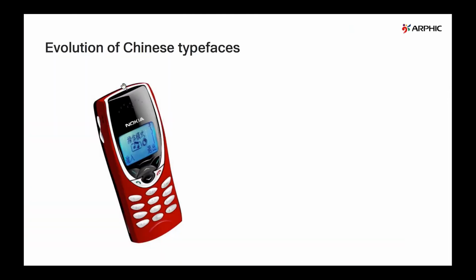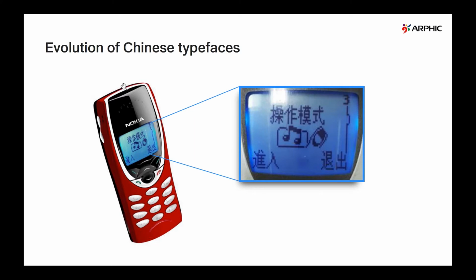Some of you might remember this cell phone as the Nokia 8210, launched in 1999. You can see the system font, KaiTi. KaiTi is a typeface similar to sans serif of Latin. It has no serifs on the terminals of the strokes. At that time, cell phones used to use bitmap fonts of MingTi and SongTi.